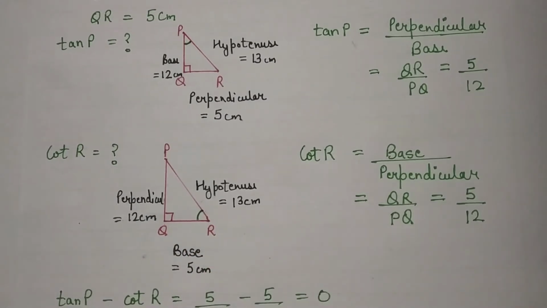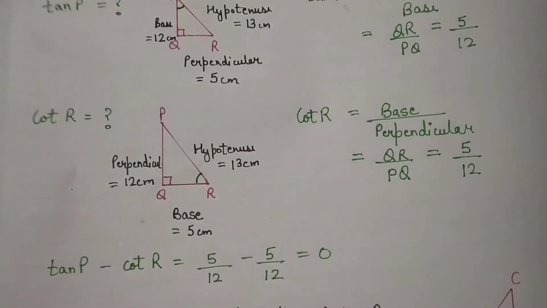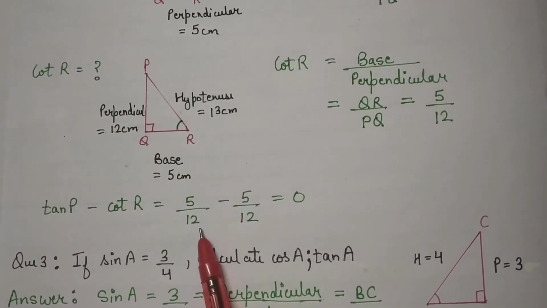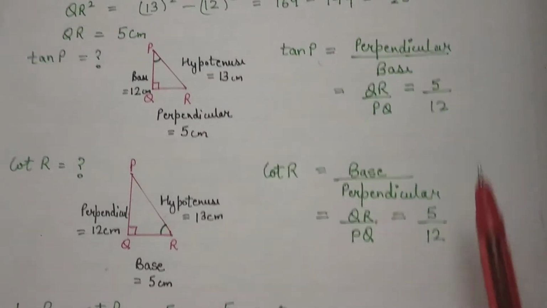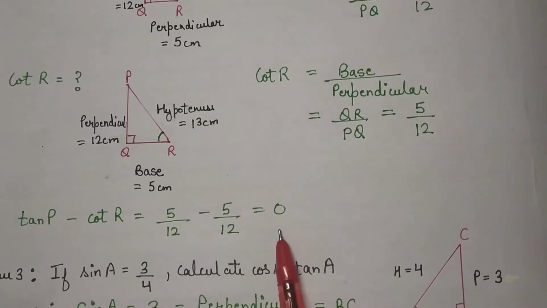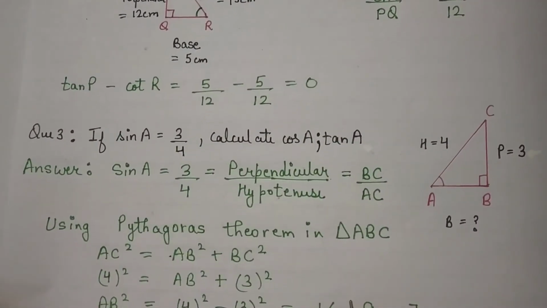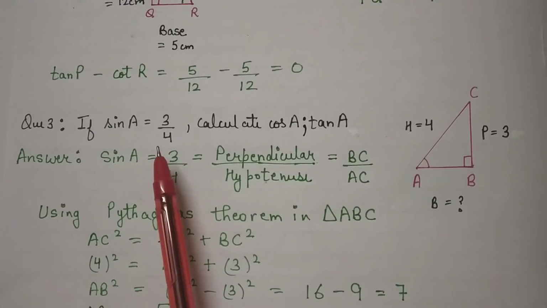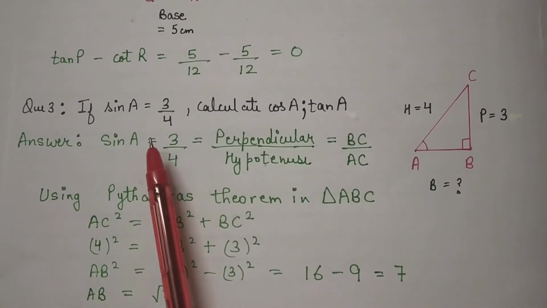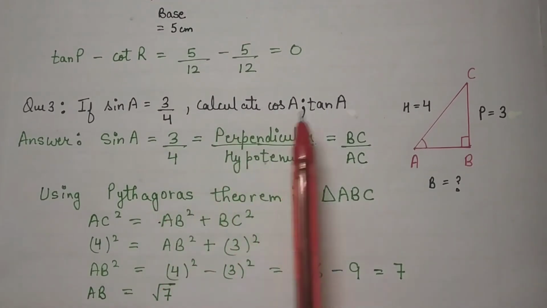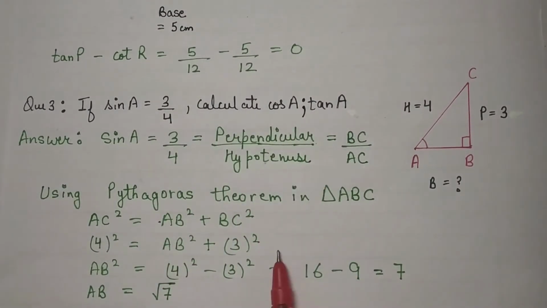In the question we need to find tan P minus cot R. So putting the values that we have got, 5 by 12 minus 5 by 12, that is 0. Now question number 3. If sin A is equal to 3 by 4, calculate cos A and tan A. This question is really simple.